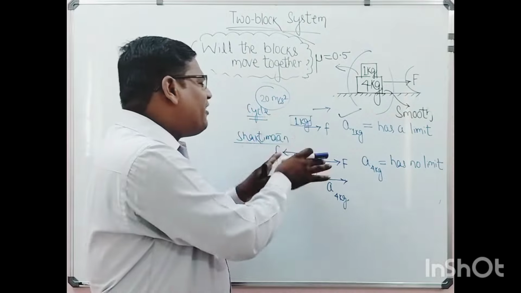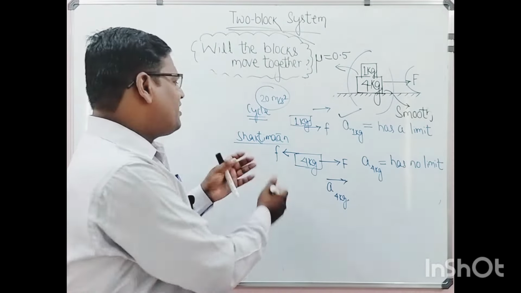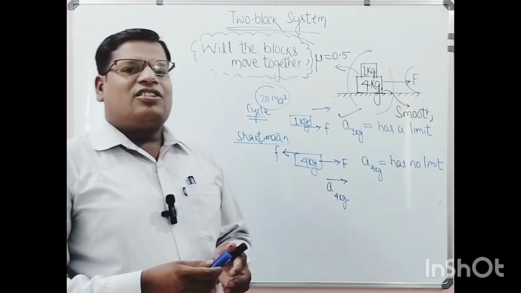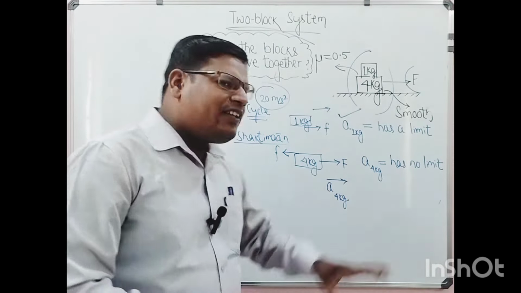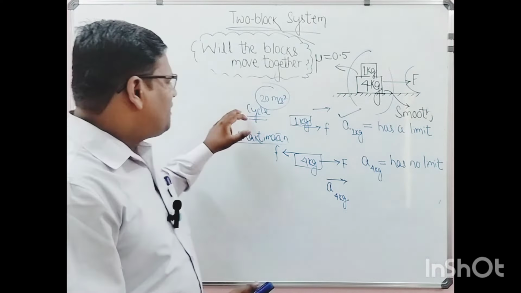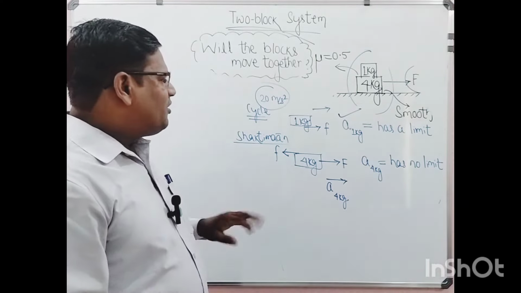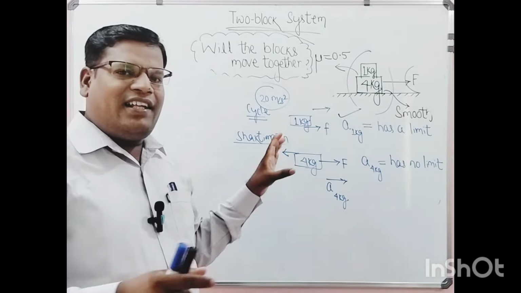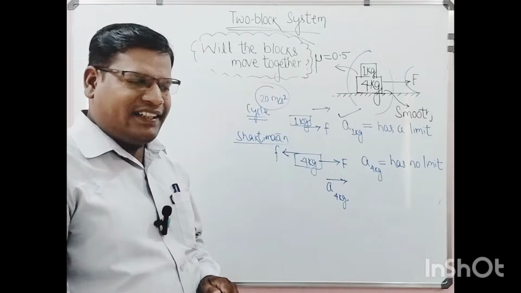So the acceleration and the velocity of a cycle has a limit, let's say, and the acceleration and the velocity of Shaktiman doesn't have a limit. So it's the same logic. Now, can both of them move together with 21 meter per second square? No, because this fellow has a limit. So the limit of this person is the final answer up to which they can move together, isn't it?